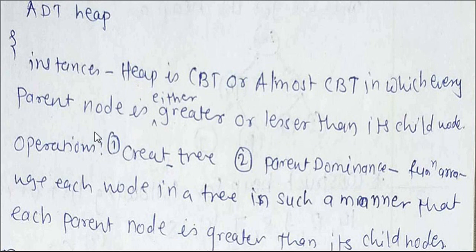The second thing is the operations that we can perform on a heap. Firstly, create a tree, and next is parent dominance. This is one of the most important functions when you are constructing a heap. What is it? It is nothing but arranging each node in a tree in such a way that each parent node is greater than its children nodes. We are going to see this with the help of an example.